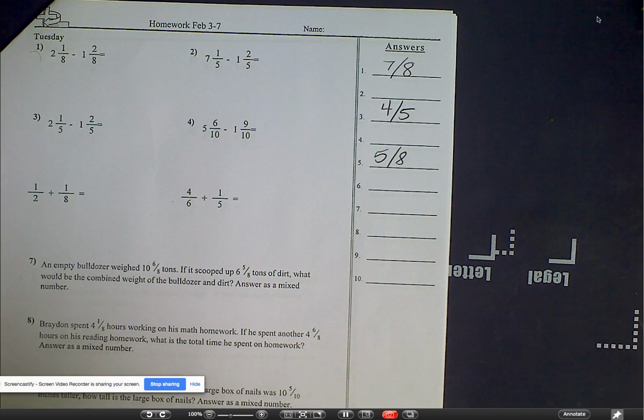All right, guys, the secret word for today is going to be soccer.